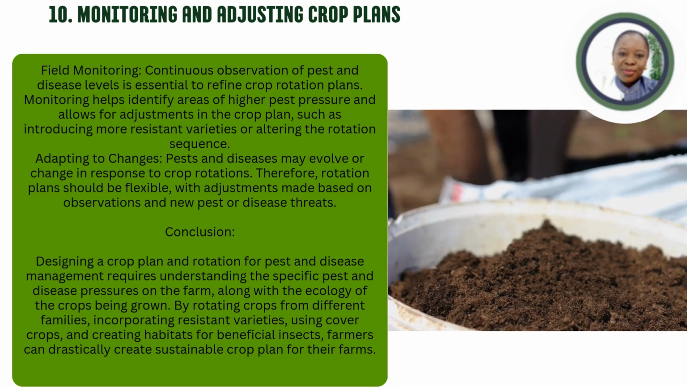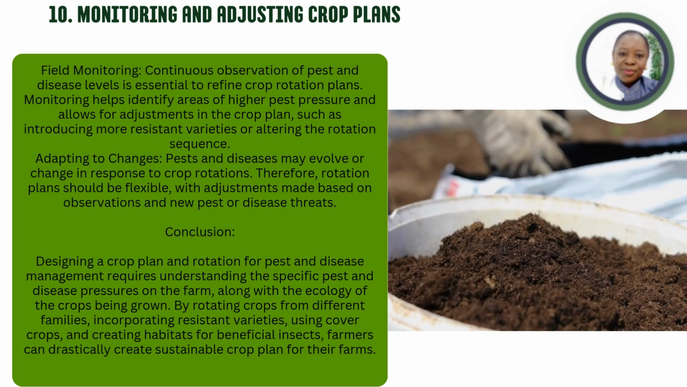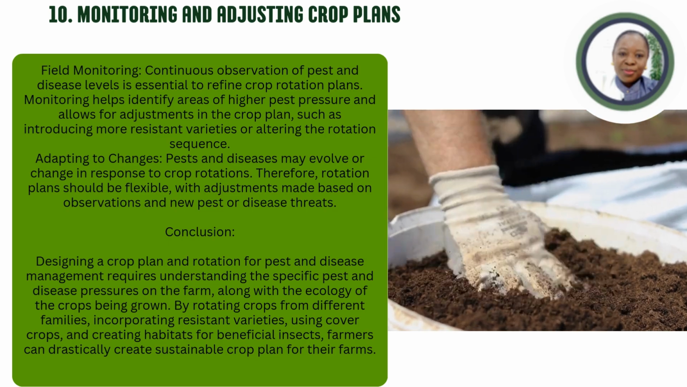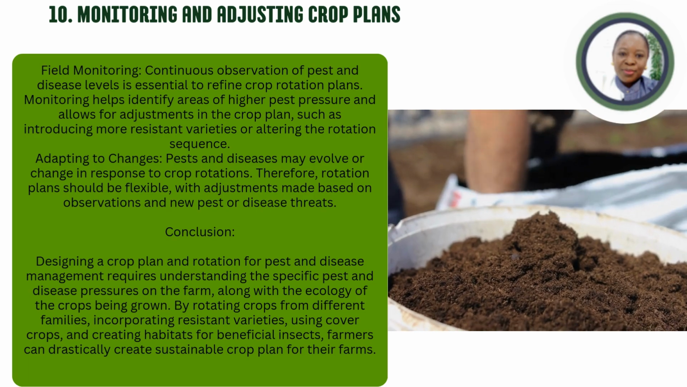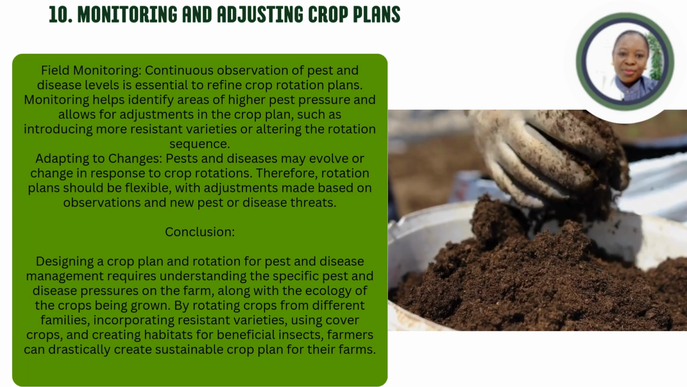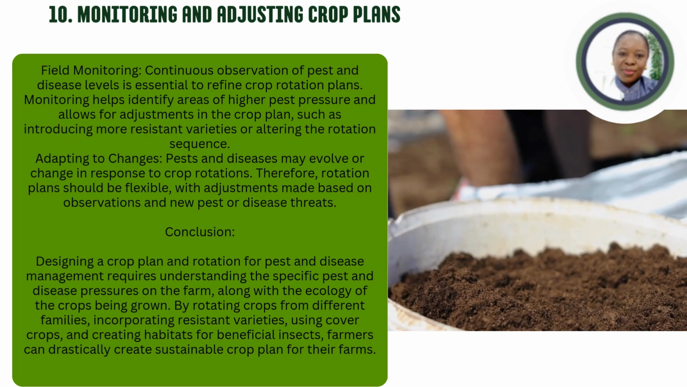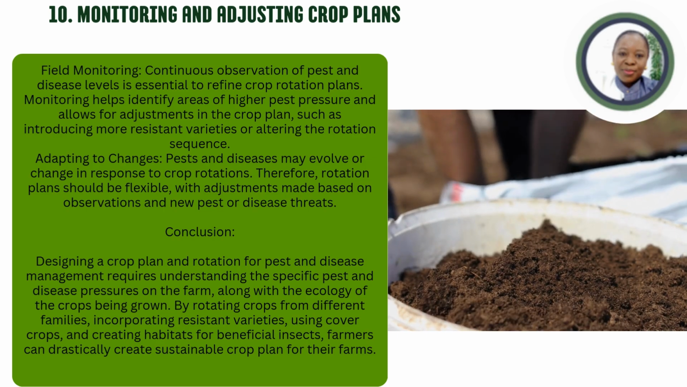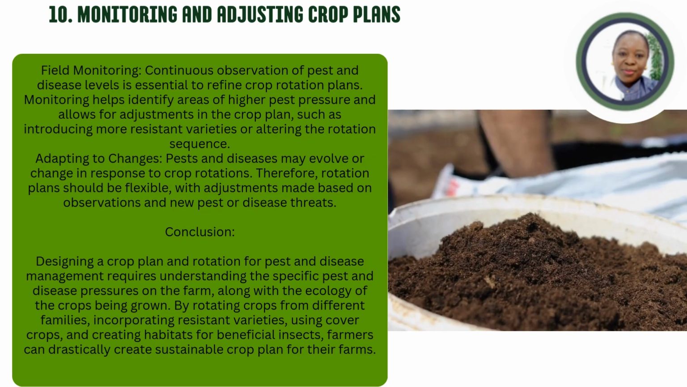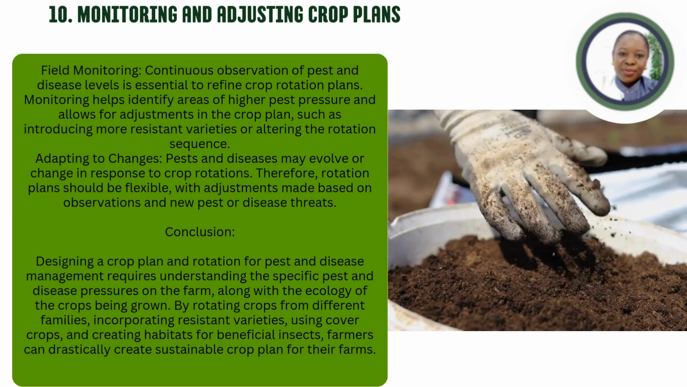Field monitoring. Continuous observation of pest and disease levels is essential to refine crop rotation plans. Monitoring helps identify areas of higher pest pressure and allows for adjustments in the crop plan, such as introducing more resistant varieties or altering the rotation sequence.